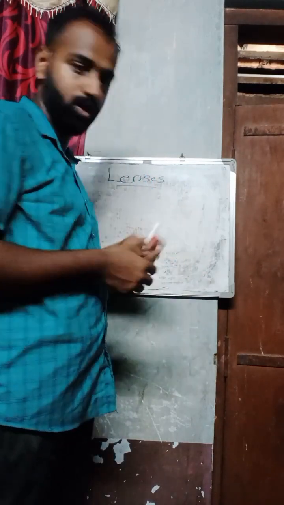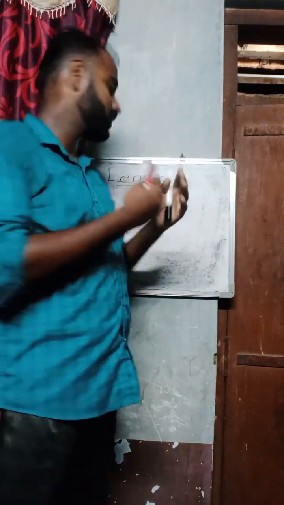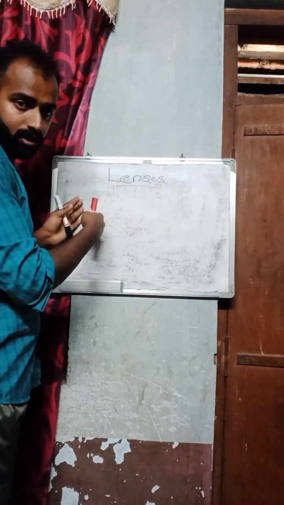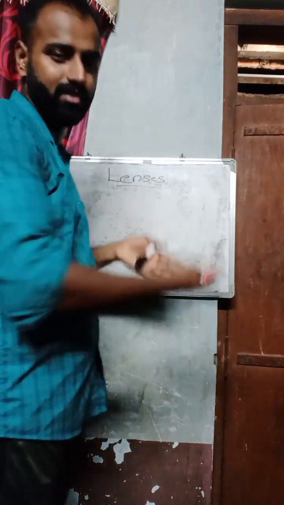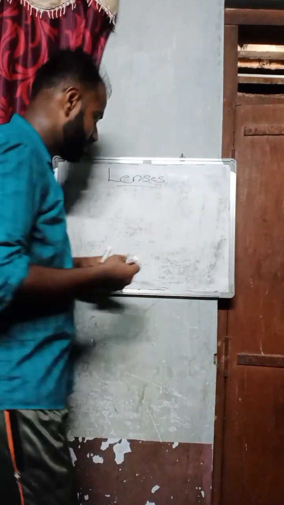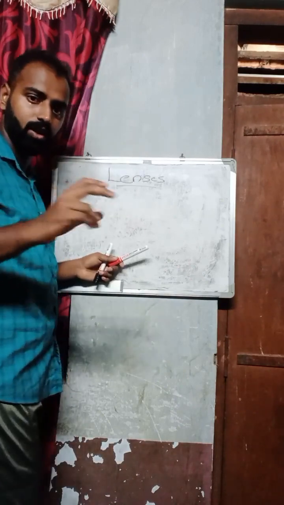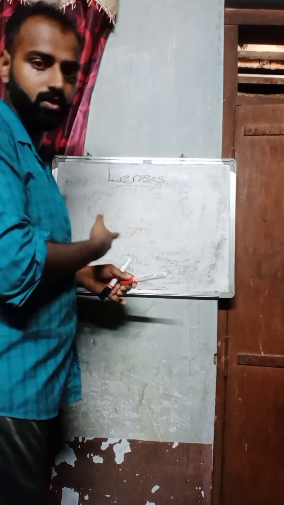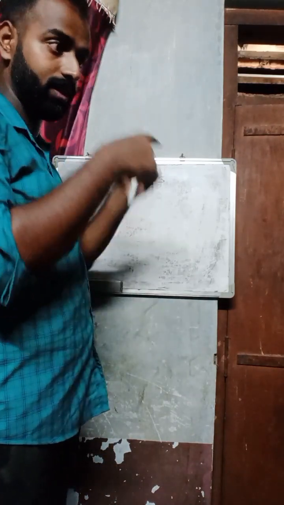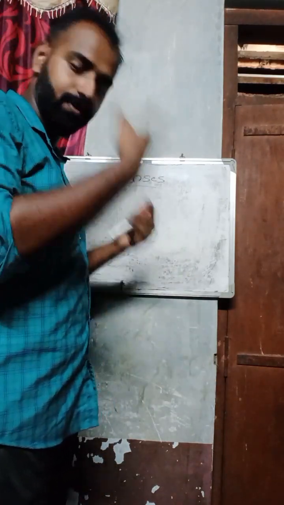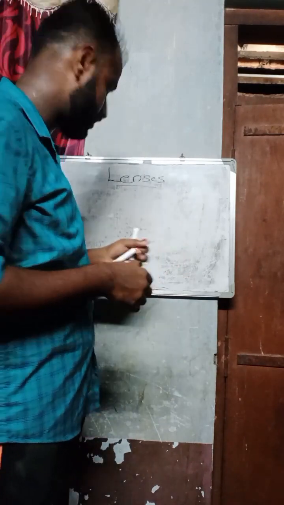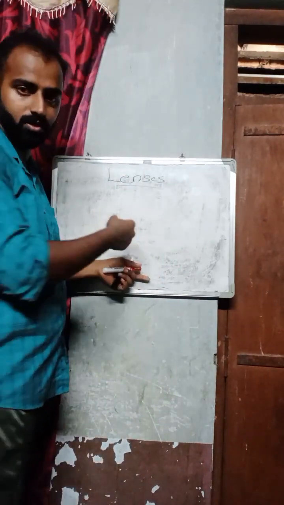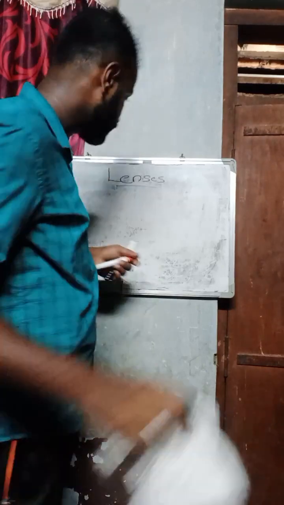I am not drawing this right now. One focus will be on the left side of the lens, and one focus will be on the right side of the lens. To reduce the length of the video, I am skipping the concave part. In the classroom, obviously, we will discuss all ray diagrams, everything. So for the time being, I'm only dealing with the convex lens.